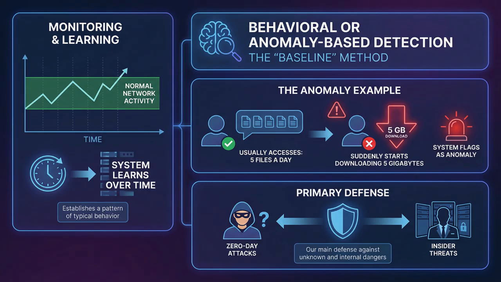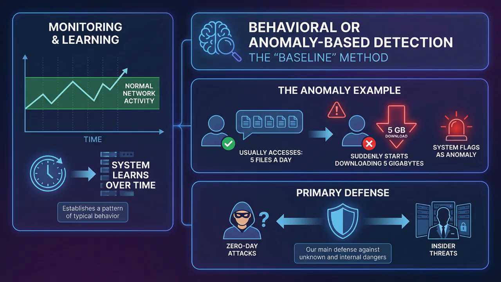Third is behavioral or anomaly-based detection. This is the baseline method. The system monitors your network over time to learn what is normal. If a user who usually accesses 5 files a day suddenly starts downloading 5 gigabytes, the system flags it as an anomaly. This is our primary defense against zero-day attacks and insider threats.